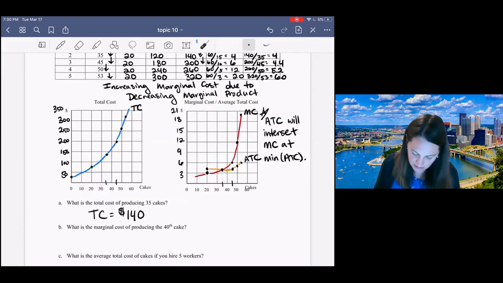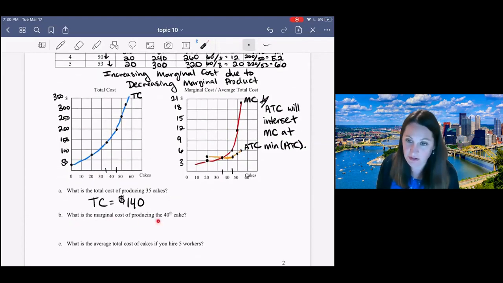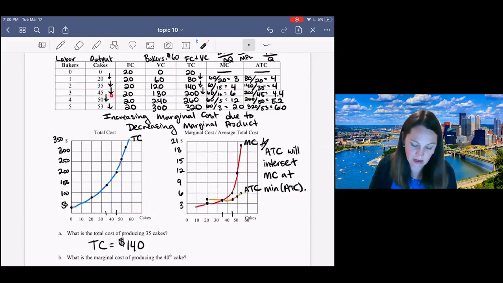The next question is a little trickier. What is the marginal cost of producing the 40th cake? You look here at your cakes column and there is no 40 here. The first thing we have to think about is who produces the 40th cake. This here tells me the number of cakes I get depending on how many workers I hire. So I see if I hire 2 workers, I'm only getting 35 cakes. The third worker will produce the 40th cake. The third worker produces cake number 36, 37, 38, 39, 40, so on.